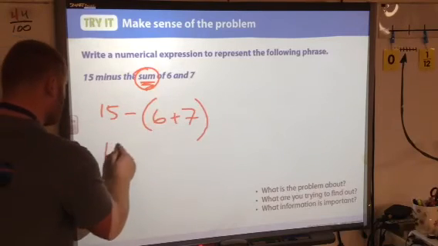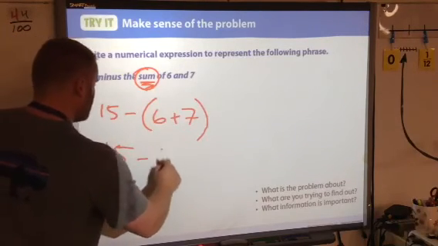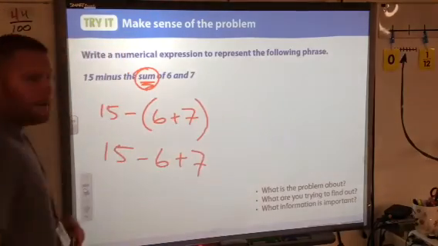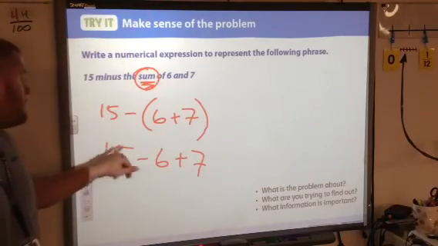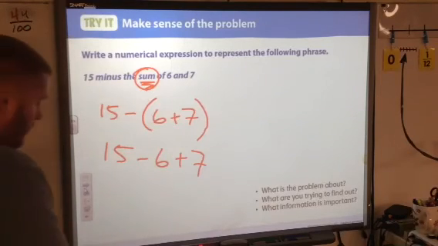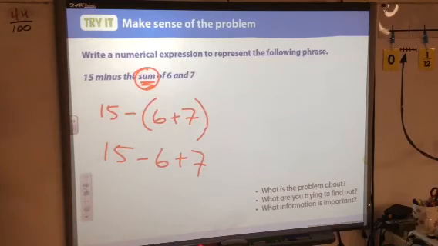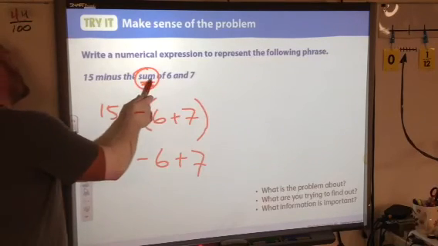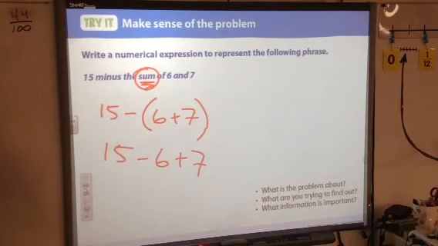But if I did this, it's completely different. It is 15 minus 6 plus 7. And as we know from our practice problem before this, in the previous slide, we absolutely know that without parentheses, it completely changes what our outcome is, or what our answer is. So the key part here, what's going to slip you up, is the buzzwords for parentheses. Sum, result of addition. It doesn't say plus, it says sum.